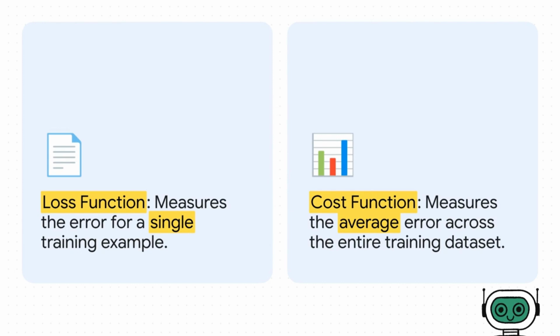Okay, quick sidebar, because this trips people up all the time. You're going to hear loss function and cost function thrown around, sometimes like they're the same thing. They're not quite. The loss is the score on a single example. The cost is the average score across the entire batch of examples. So think of it this way. Loss is your grade on one math problem, while cost is your average grade on the whole homework or assignment.